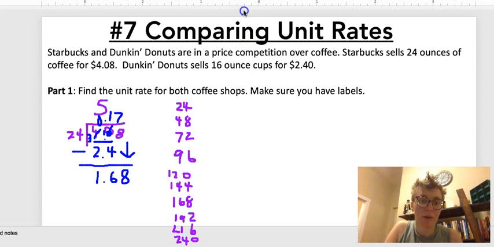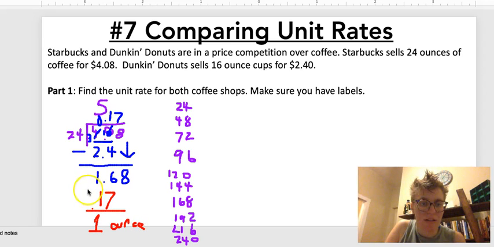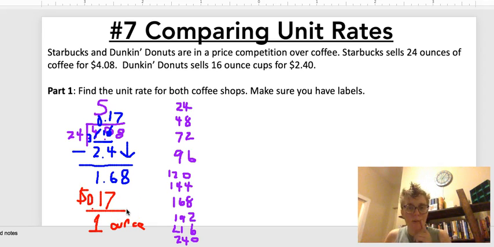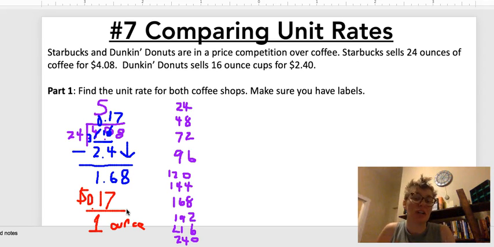So the most important part now is to write this as a unit rate. This means that at Starbucks, because Starbucks is 24 for $4.08, it's going to be 17 cents per 1 ounce. O-U-N-C-E. So I'm going to write 17 cents, put a 0 here because there's nothing in the ones place, for 1 ounce.